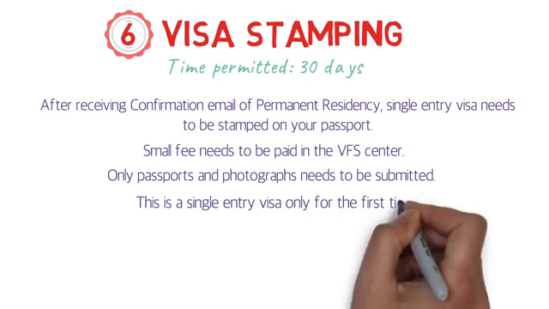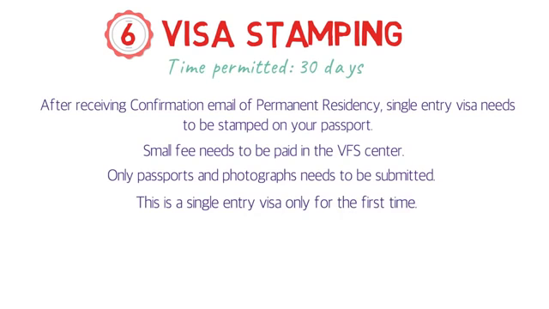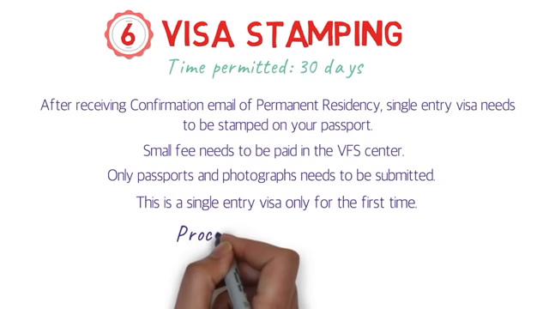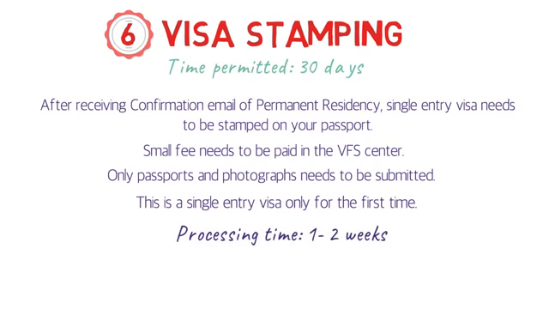Now this visa is a single entry visa, and this is only for the first time. After you enter over there, you will get your PR card, and of course you don't need that visa anymore. So this is the complete process. In that visa, you would have an expiry date, and you have to land there before that visa actually expires. The processing time is 1 to 2 weeks. Generally, it is done in just 4 or 5 days, so this is not a time-consuming process. So these are the 6 steps of applying for PR through the Express Entry program.